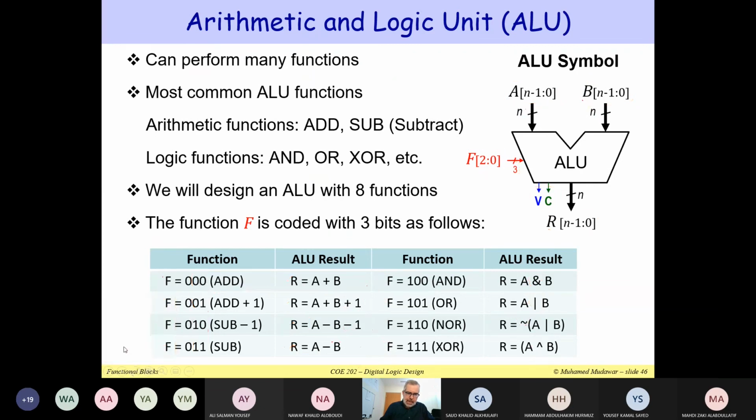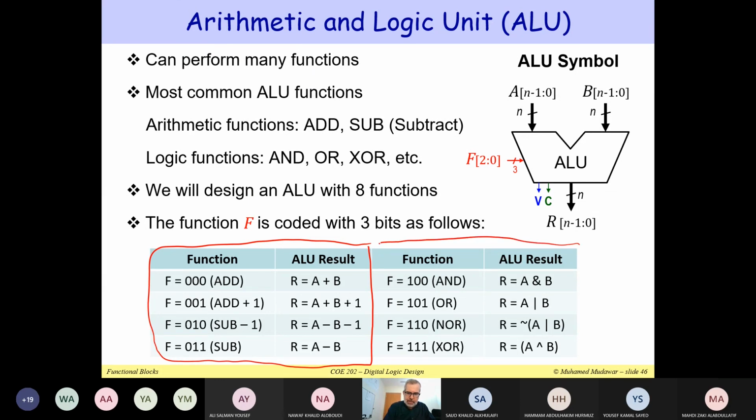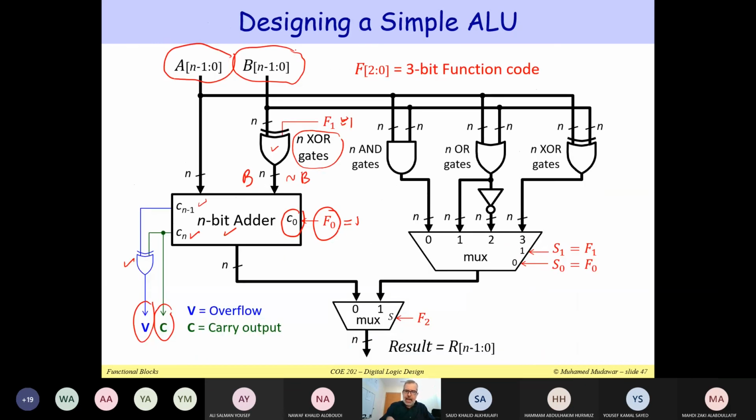Let me just erase all the ink. So we have implemented all of these four functions. These are the arithmetic functions. In addition, I need to implement the second part of this table. These are the logic functions. So I need here n AND gates. This is called bitwise ANDing. So I'm going to AND every bit of A with every bit of B.